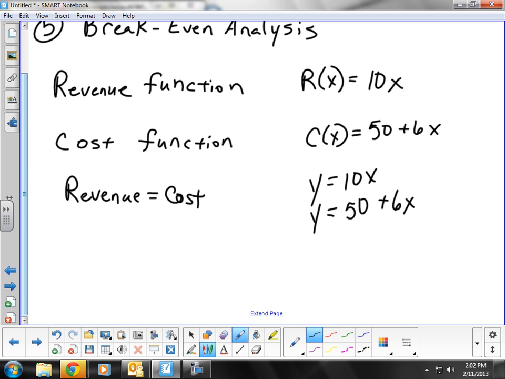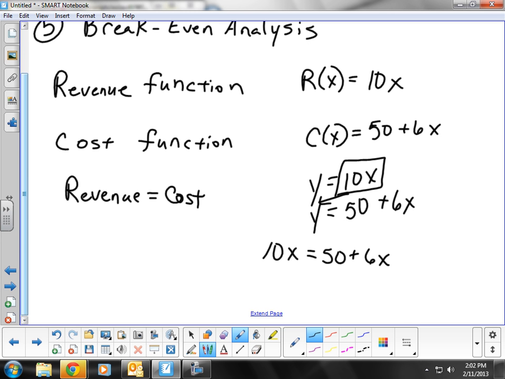Now, we have a couple of choices about how to solve this. I could move the x's to the other side and do elimination, right? Or I could do substitution, right? I mean, it's already solved for a variable, isn't it? So I could take this expression for y and plug it in for that y. So I get 10x is equal to 50 plus 6x. Does that make sense?